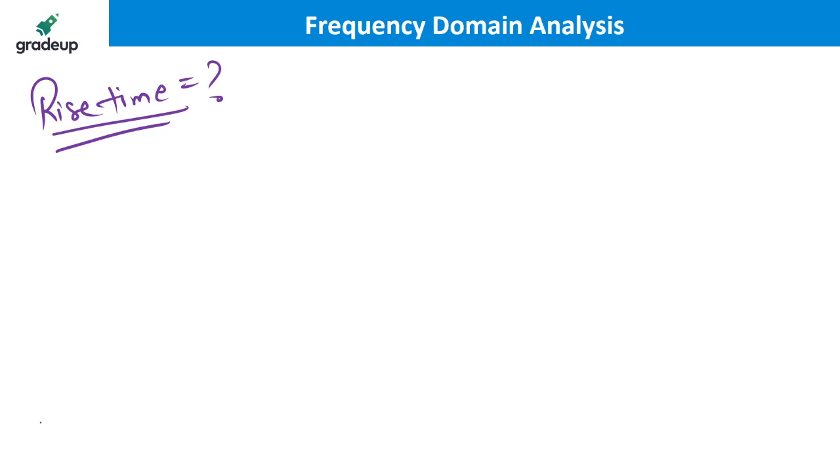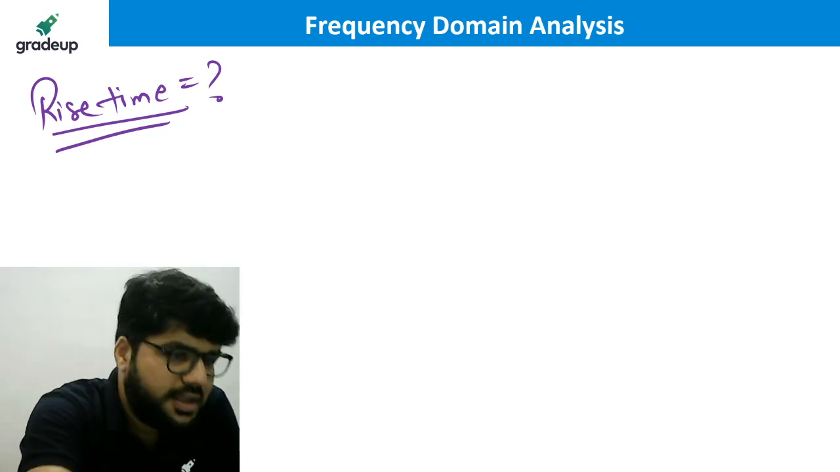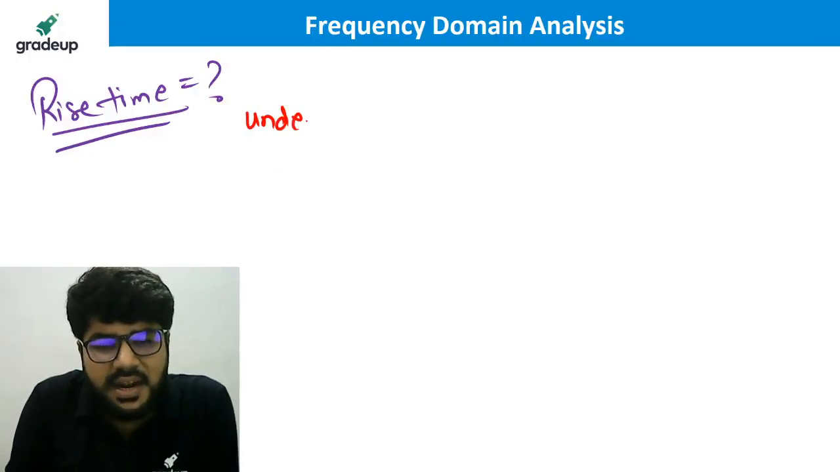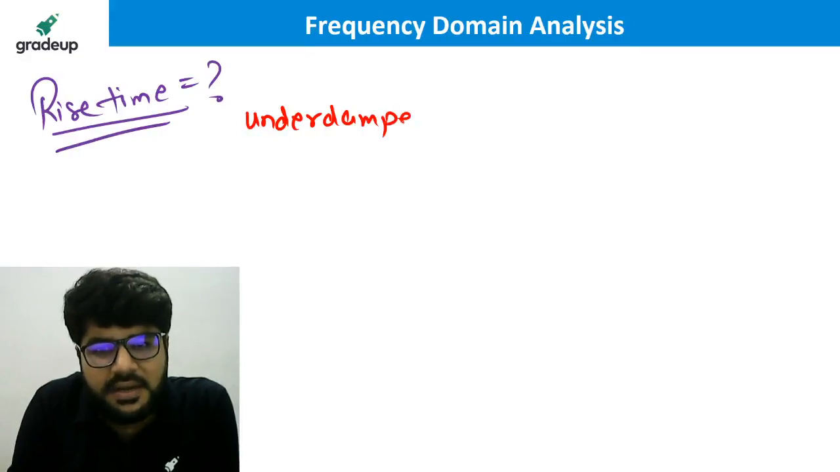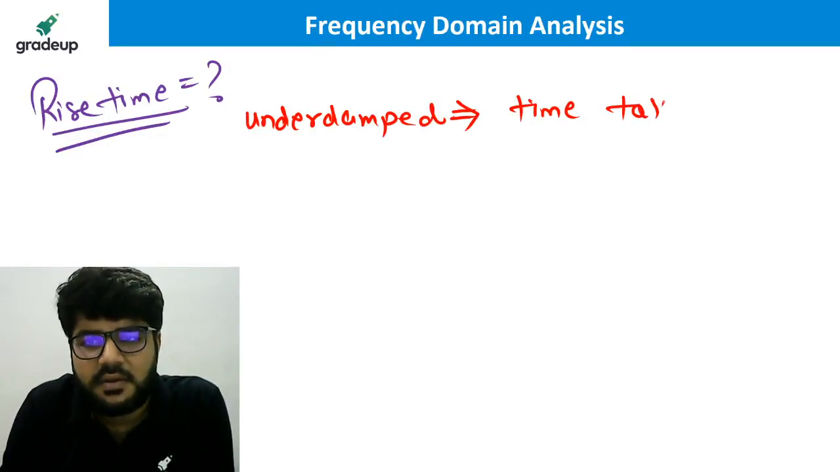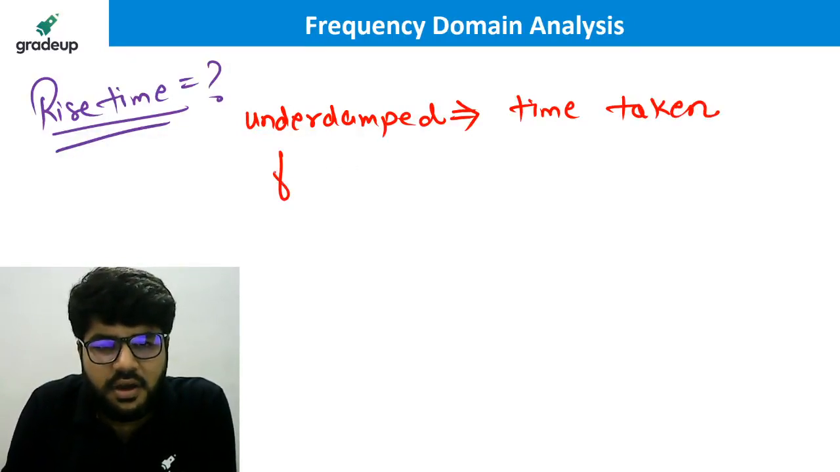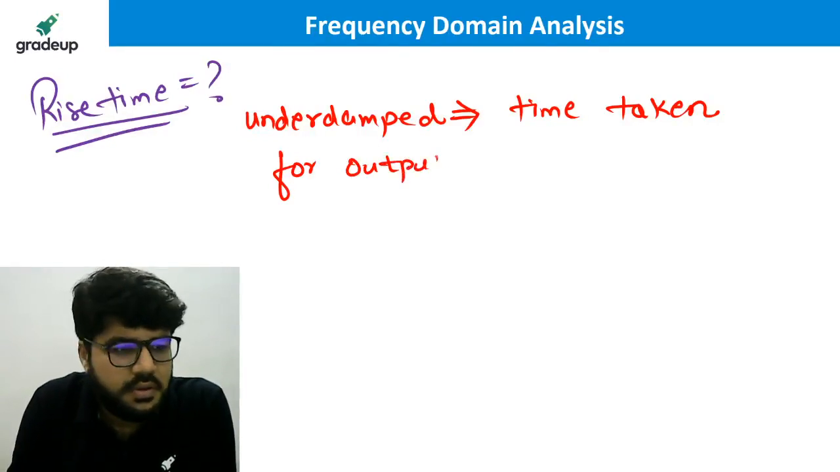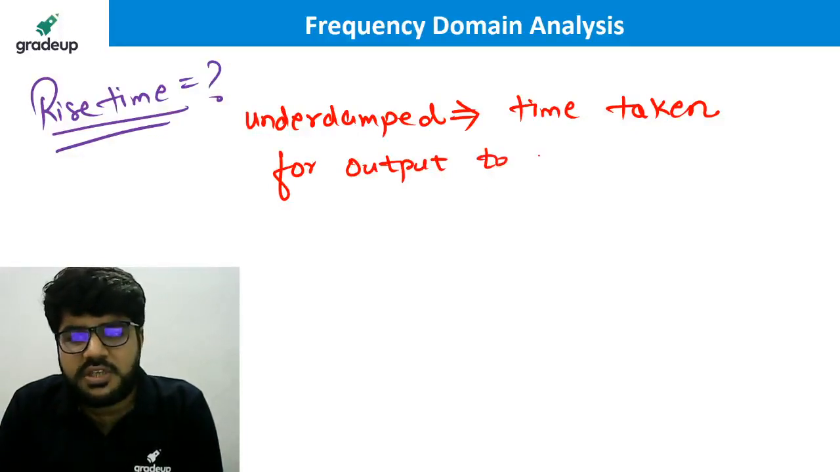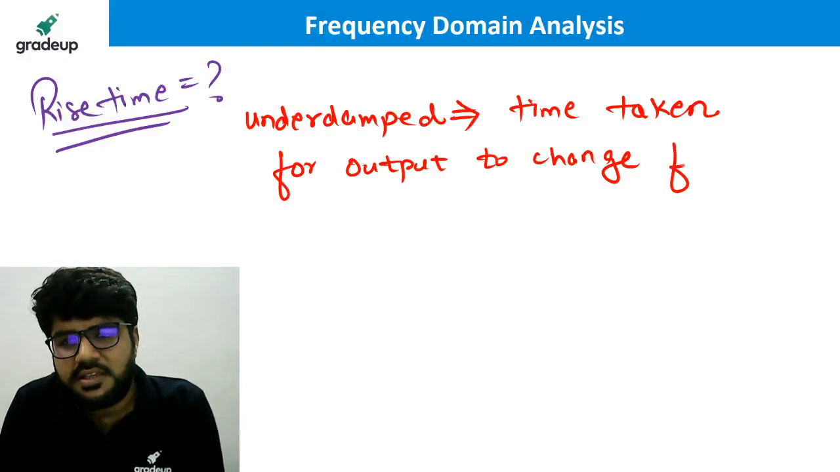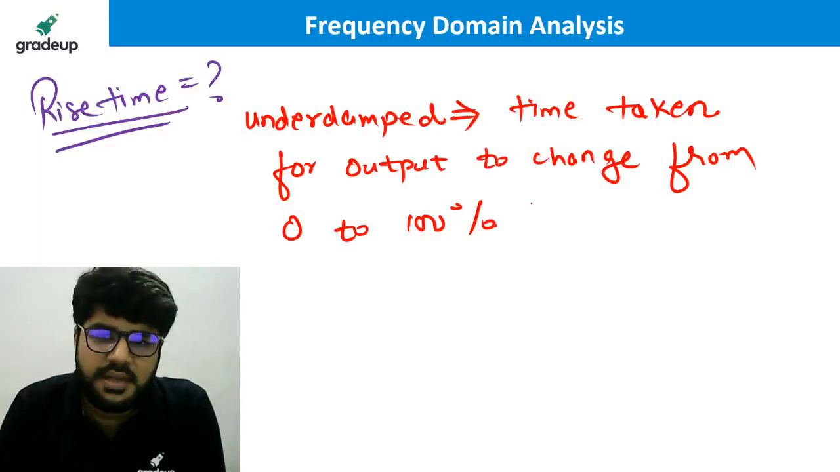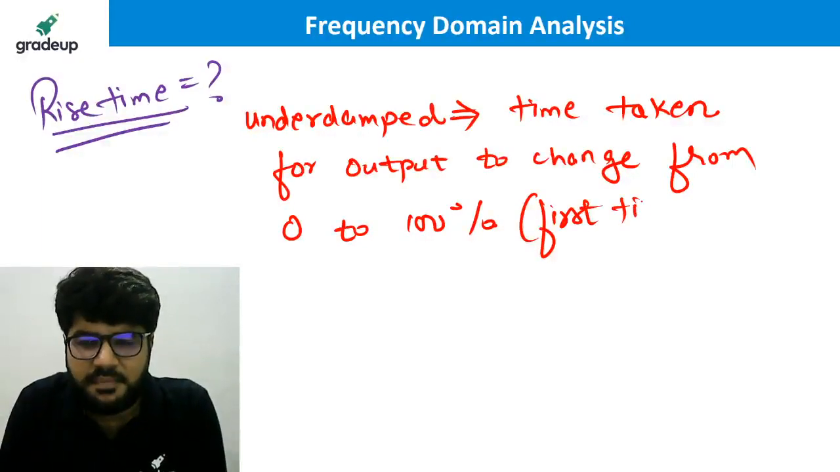Okay. Now, what about the rise time for first order control system? What is the definition of rise time for overdamped? I have to make you recall. I have given you two definitions in the transient parameter class. For underdamped, rise time is the time taken for output to change from 0 to 100%, 100% obviously for the first time.